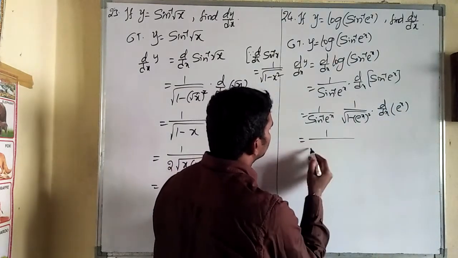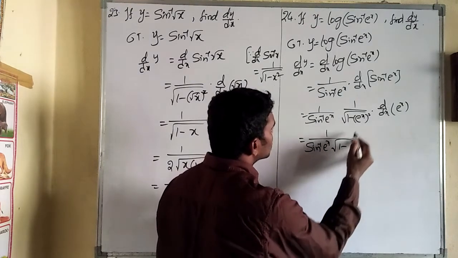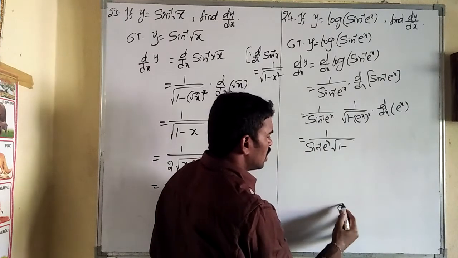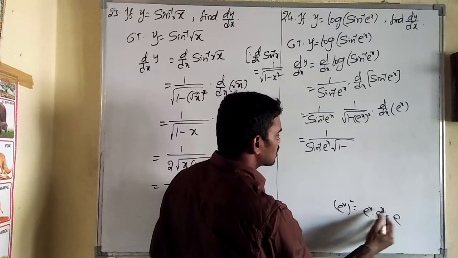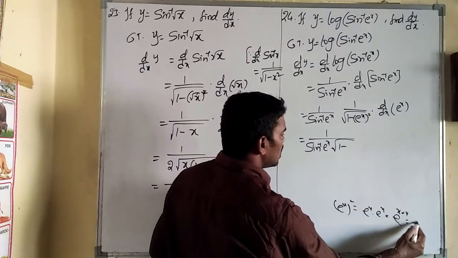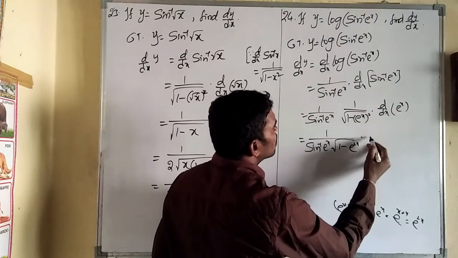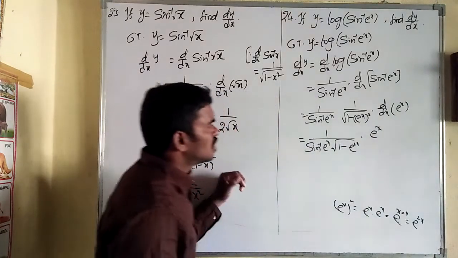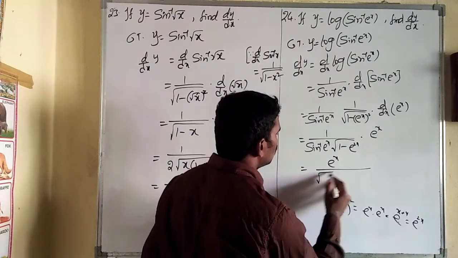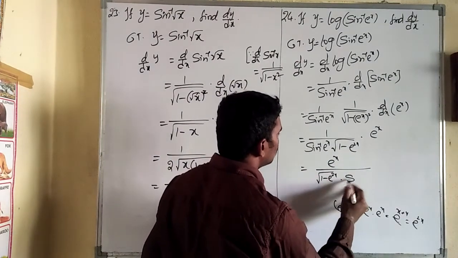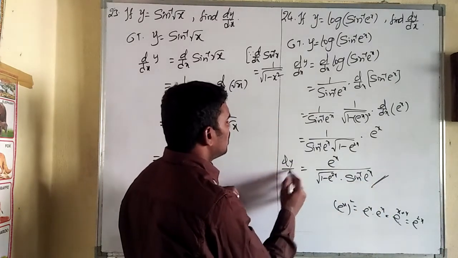So 1 by sin inverse e power x into root 1 minus e power x whole square, which means e power x into e power x, means e power x plus x, means e power 2x. So root 1 minus e power 2x, into the derivative of e power x, which is e power x. That's it. So what is the answer finally? e power x by root 1 minus e power 2x into sin inverse e power x is the answer. This is dy by dx.